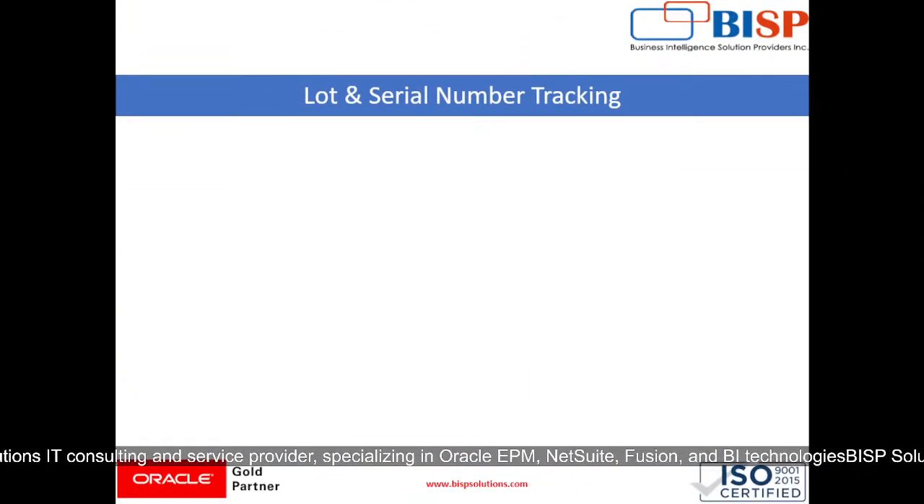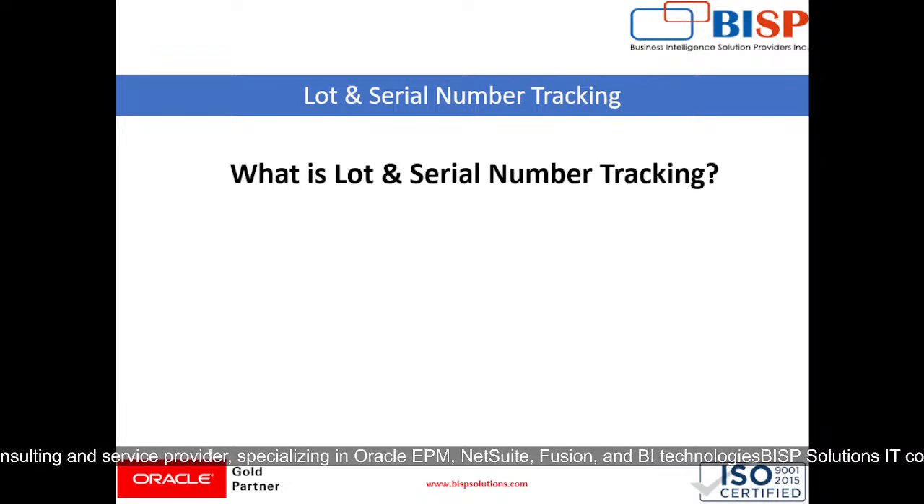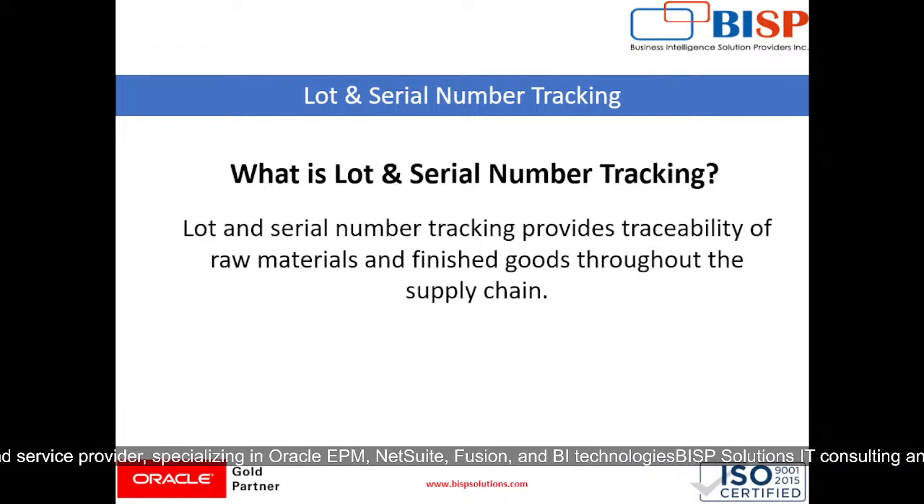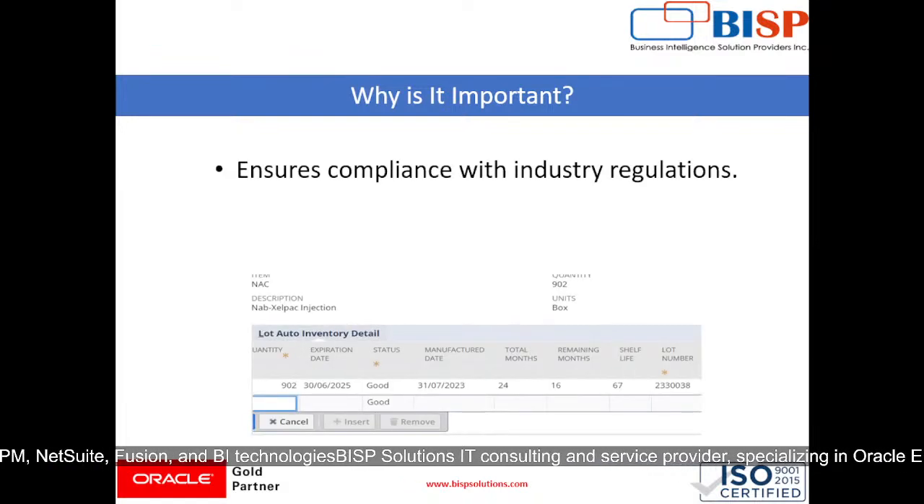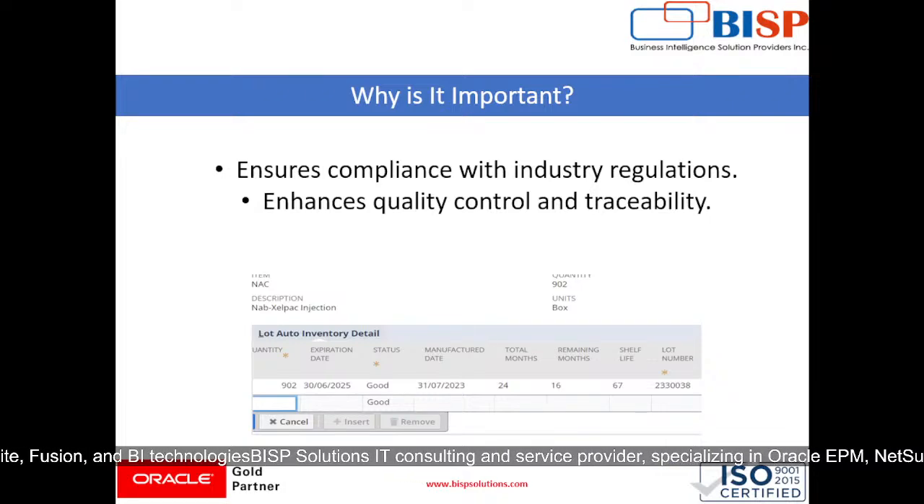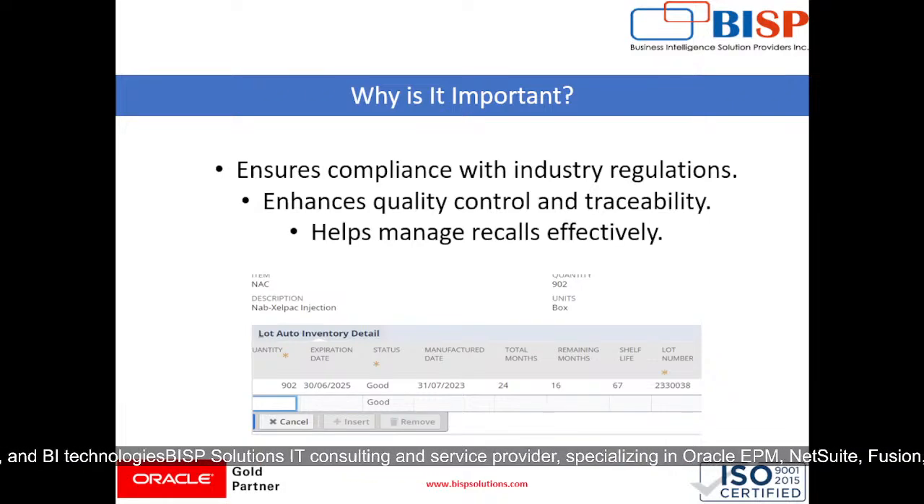Next topic is our lot and serial number tracking, which provides traceability of raw materials and finished goods throughout the supply chain. So why is it important? It ensures compliance with industry regulations and enhances quality control and traceability. It helps manage recalls effectively. So for example, a batch of mobile phone batteries can be tracked using a lot number assigned to them to ensure quality and manage potential recalls.